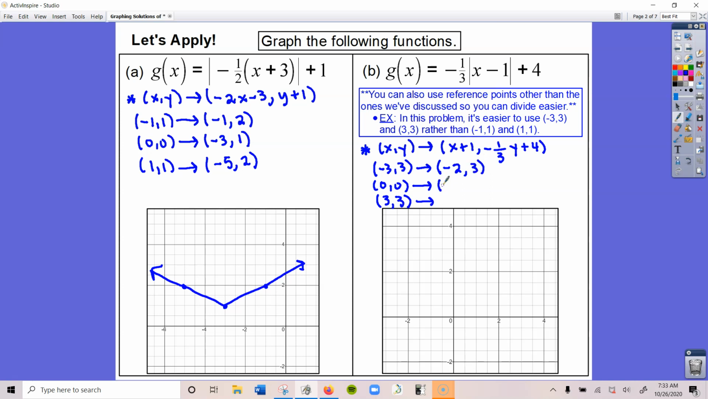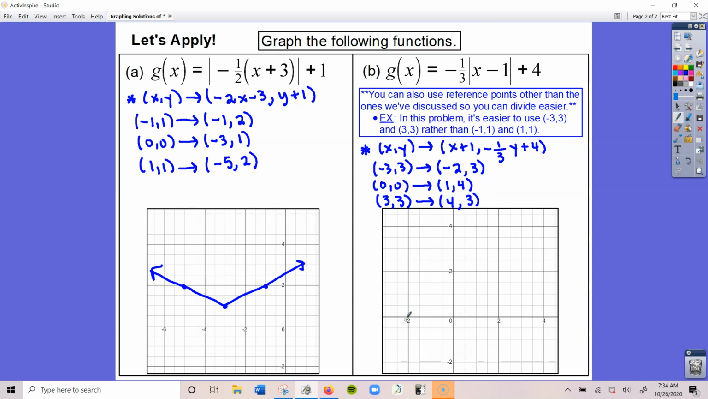When you plug in 0, 0, 0 plus 1 is 1, and 0 divided by anything is 0, so plus 4 is 4. And finally, for 3, 3, 3 plus 1 is 4, and negative 3 divided by 3 is negative 1, and negative 1 plus 4 is 3. So these are my new coordinates, and this is much easier to plot than if I were to use negative 1, 1 and 1, 1, which end up with decimals.